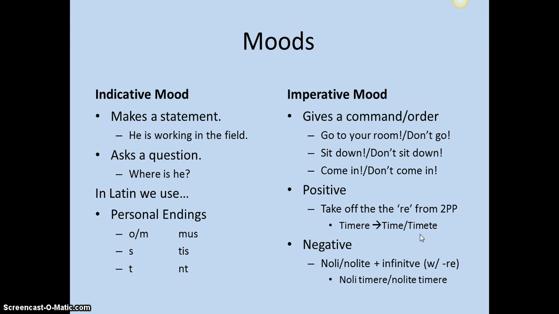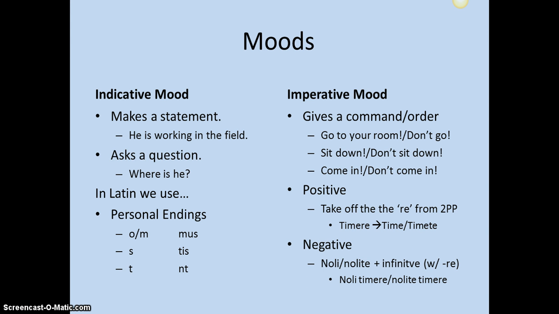Now with negative imperatives, you actually don't have to mess with the infinitive. You can leave it as timere, because you're going to use another verb that we'll talk about in Chapter 15. That verb, noli and nolite, is going to indicate two things. One, you're telling somebody don't. And two, whether it has the te or not will indicate how many people you're addressing. So noli timere has an implication that I'm talking to one person, whereas nolite timere does not.